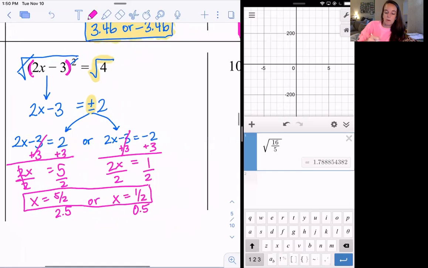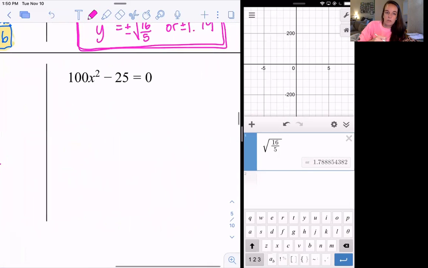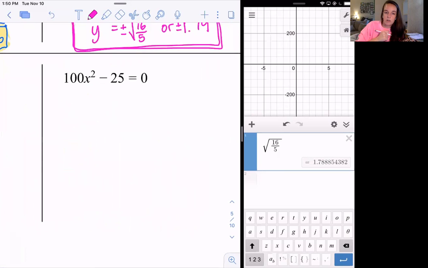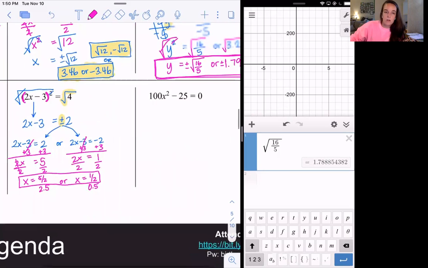I have one problem I want you to try on your own. Go ahead and write down this problem. I'll leave this one up if you're still copying it down. Go ahead and write down this problem here. I want you to privately message me when you think you have the answer.